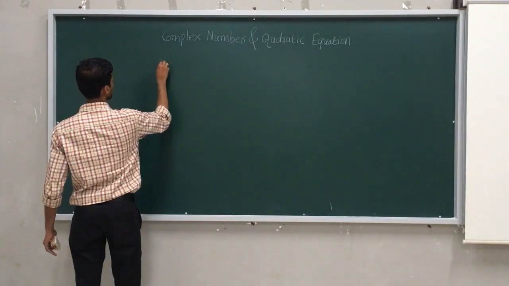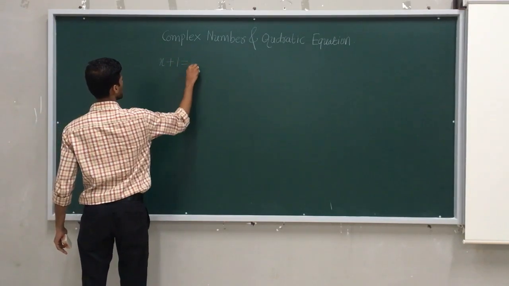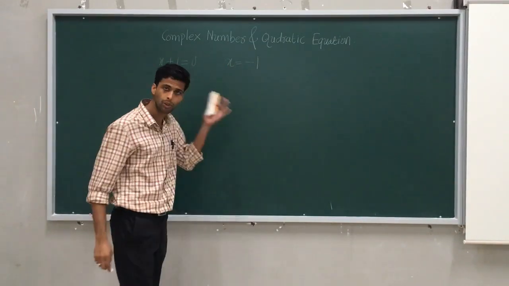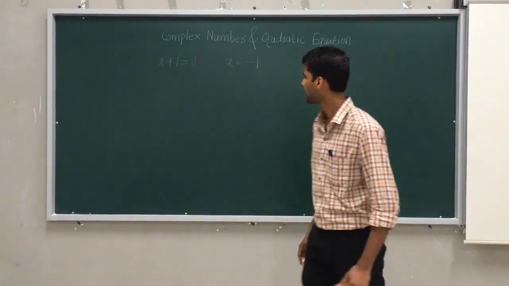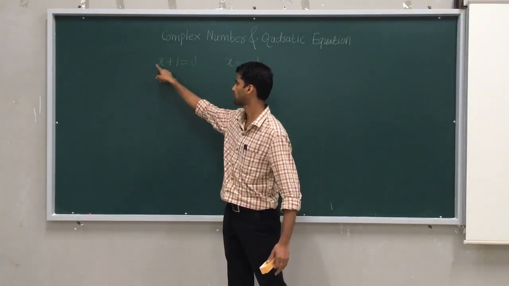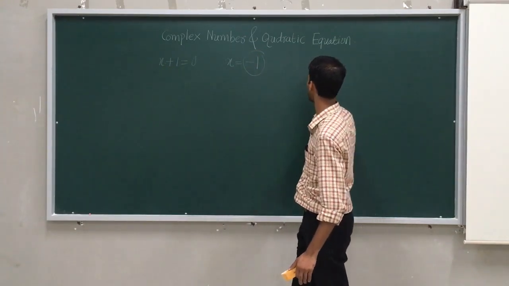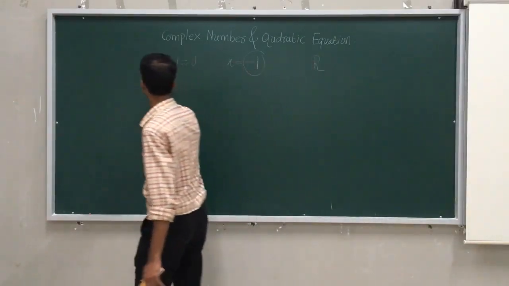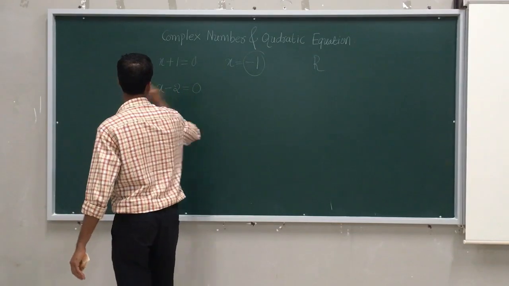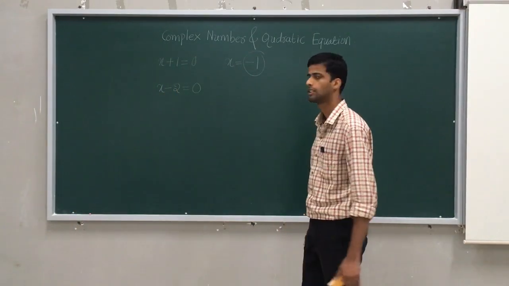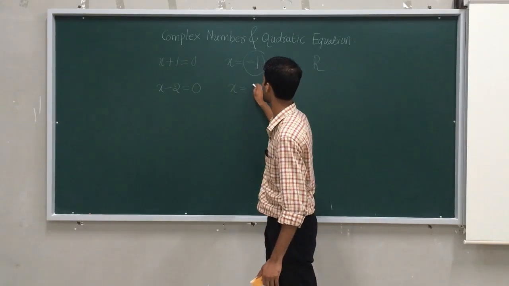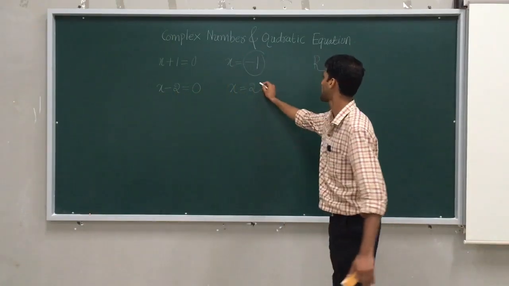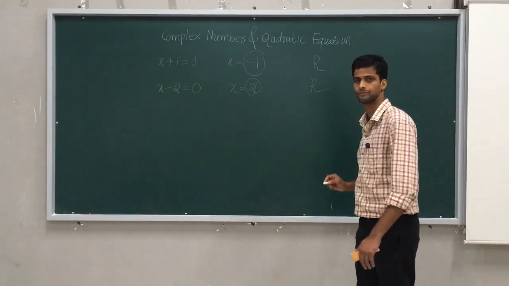If I ask you a question, x plus 1 equal to 0, what is the solution? x equal to minus 1. Why? If I put minus 1 in place of x, minus 1 plus 1 becomes 0. Therefore this minus 1 is a real number, so this equation has a real solution. If I ask you x minus 2 equal to 0, what is the answer? You will say x equal to 2, because 2 minus 2 is 0. Again, that 2 is a real number, it has a real solution.